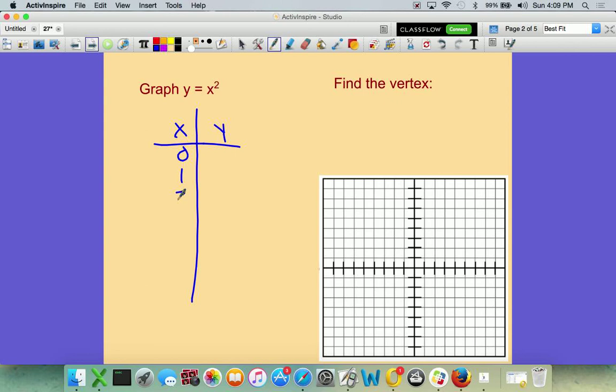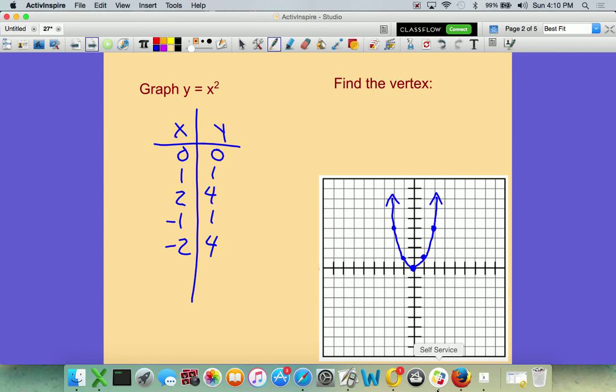So 0, 1, 2, negative 1, negative 2. I would put in at least 5. Alright, and normally we would start there. I'll tell you exactly where to start at in just a second. But if we start with 0, 0 squared is 0. 1 squared is 1, 2 squared is 4, negative 1 squared is 1, negative 2 squared is 4. So if we were to put this on the graph with those 5 points, it would end up looking like that, and then we just draw in our lines here. Alright, make sure it looks like a U, make sure you put arrows on the end of it.